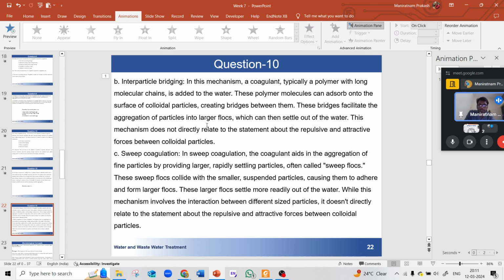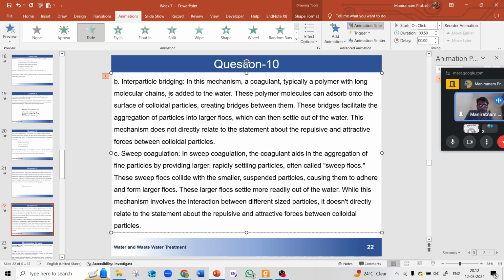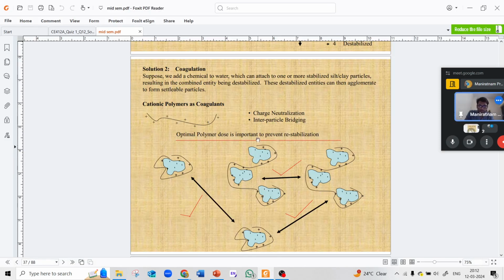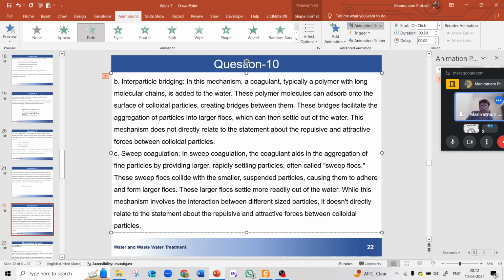This mechanism does not directly relate to the other one; this is another thing. I hope you have understood how this looks. This polymer is of very high molecular weight and has a long chain, so it forms some kind of bridge between the particles, and finally all three aggregate into a larger floc, its weight increases, and it settles down.